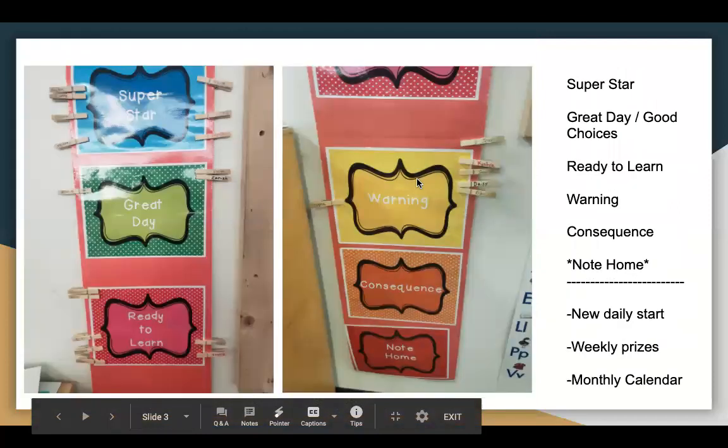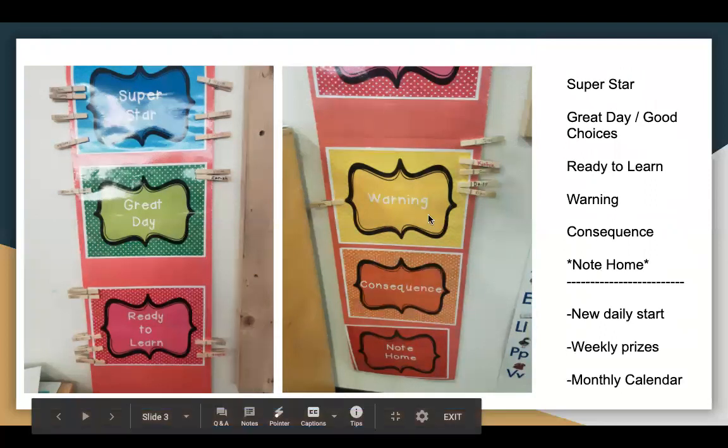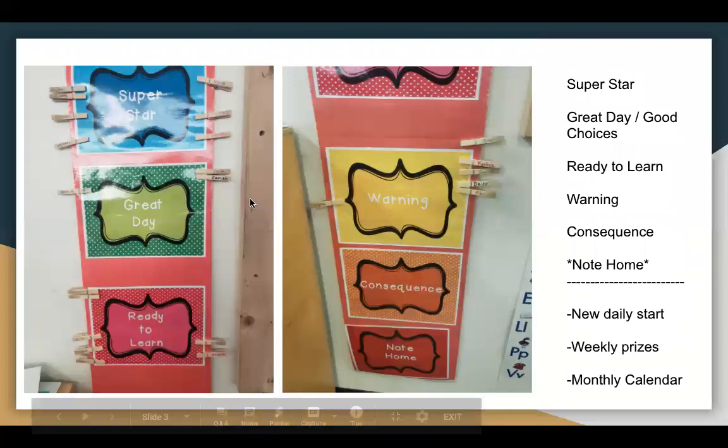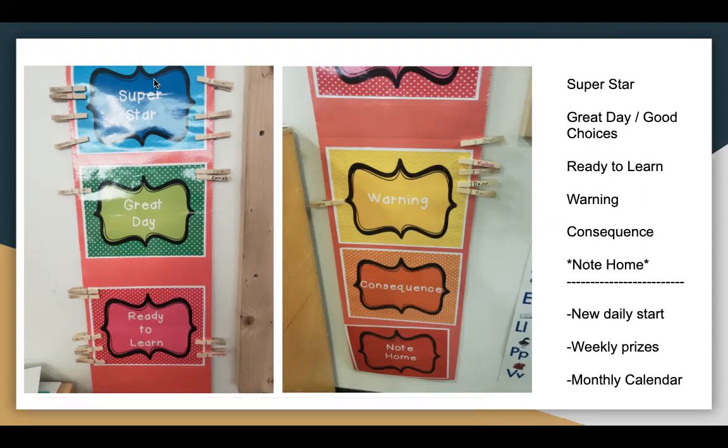So this is a behavior color chart. Superstar was the highest level that they could ever get. Then they had great day, ready to learn, warning, consequence, and note home. Every day they started on great day. So this is kind of like the 3 good ones. The ready to learn is kind of in the middle, and then these 3 bottom ones. Every day they started kind of in the middle at ready to learn, and they could go up 2 options, or they could go 3 down.